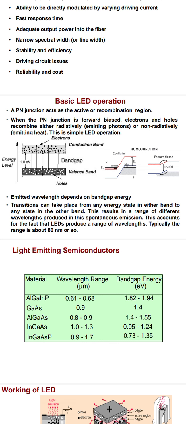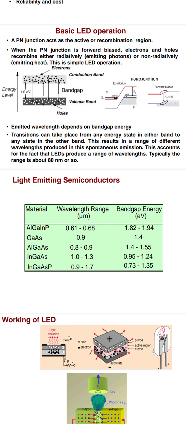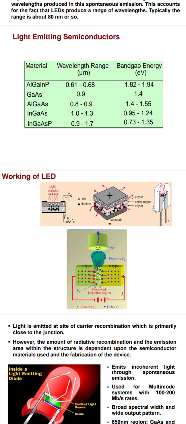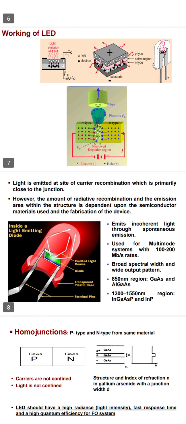Then, which materials are used in the semiconductor diodes? LEDs use materials like aluminum gallium phosphide, with a wavelength range of 0.61 to 0.68 micrometers and a band gap energy of 1.82 to 1.94 electron volts. Gallium arsenide is another, with 0.9 micrometers and 1.4 electron volts. Aluminum gallium arsenide is also used in light emitting diode semiconductors. Now, what is the working of these LEDs?